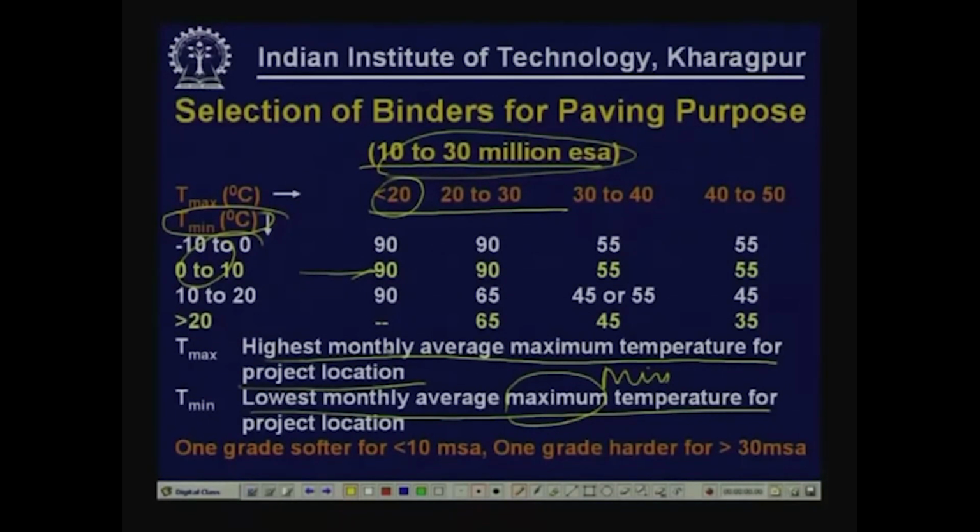For example, for 0 to 10 degree temperature, 90. For higher temperatures we go for stiffer or harder grades of bitumen. For 40 to 50 degrees temperature, and even the low temperature is more than 20, these are generally hot conditions, we go for 30-40 grade bitumen. If the traffic volume is less than 10 million standard axles, then we can adopt one grade softer than what this table suggests for 10 to 30, or if it is more than 30 million standard axles, we can adopt one grade harder.